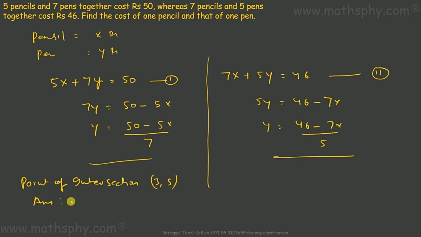So the answer would be, pencil is x, so pencil would be 3 rupees per piece, and pen is y, so y is 5, so it would be 5 rupees per piece. That's the answer for this question through the graph.